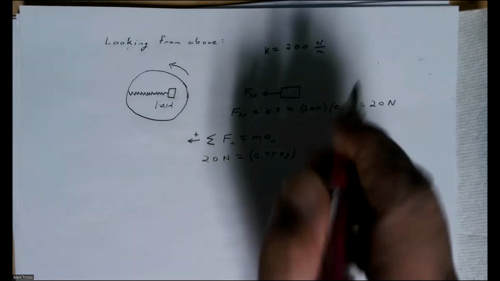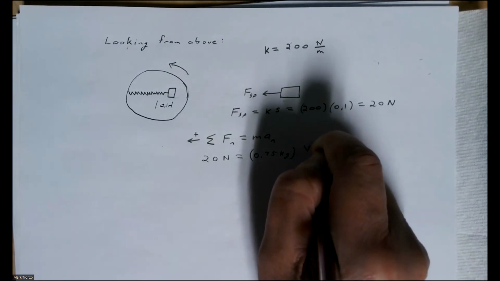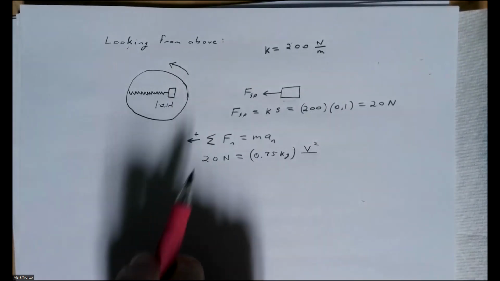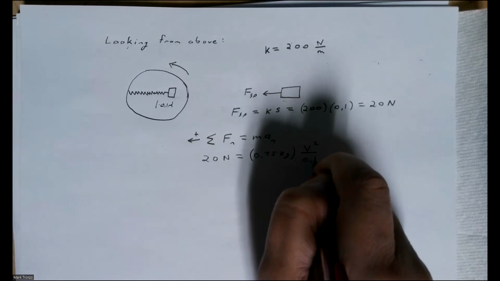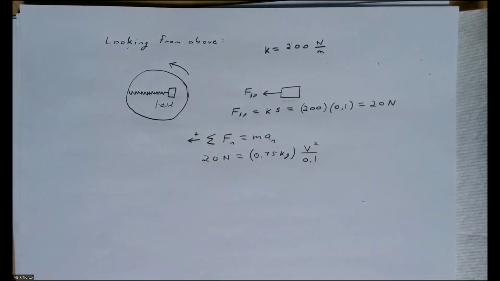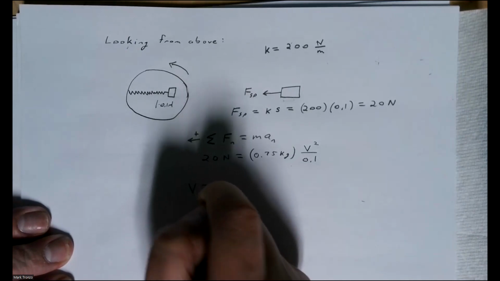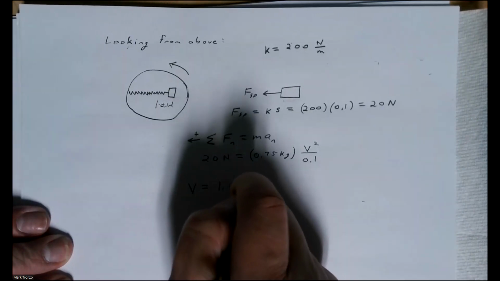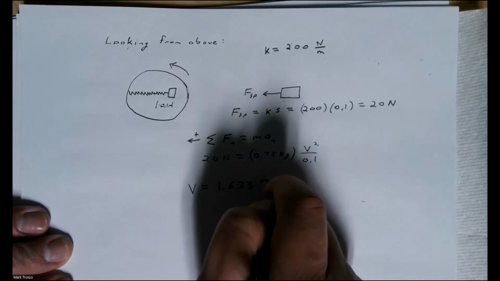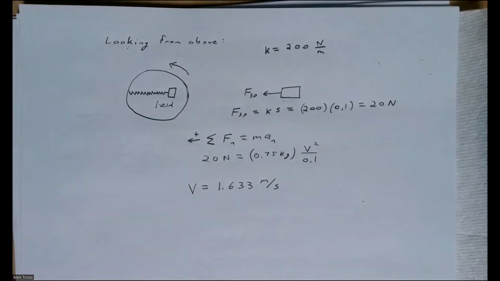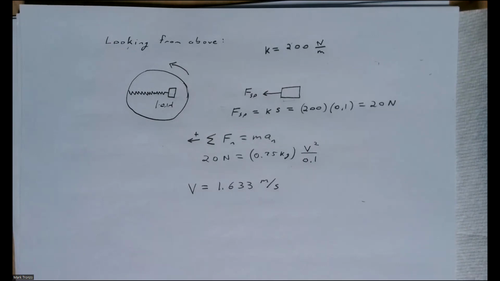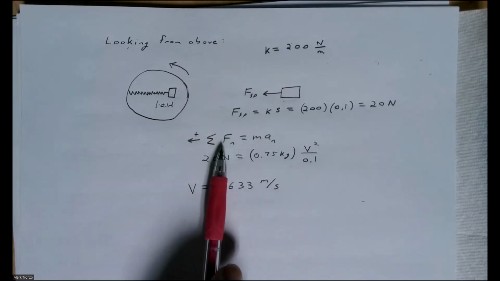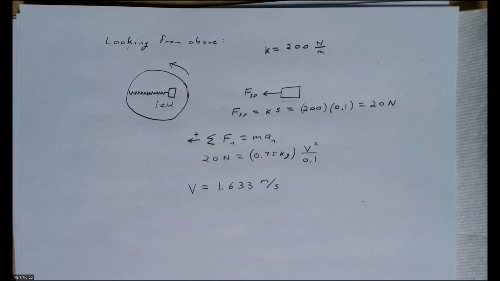And now for the normal acceleration, of course, that's going to be velocity squared over rho. But we know that rho is 0.1 meters. That's how far it's off the center. And that's really all we need. And this is going to be 1.633 meters per second. So again, it's a pretty common problem if something's rotating about a center. You want to sum the forces in the normal direction. If you have spring forces, count those and calculate your velocity.